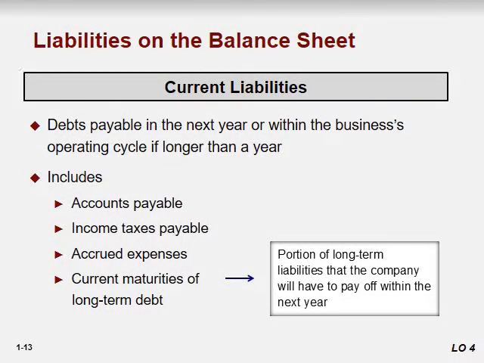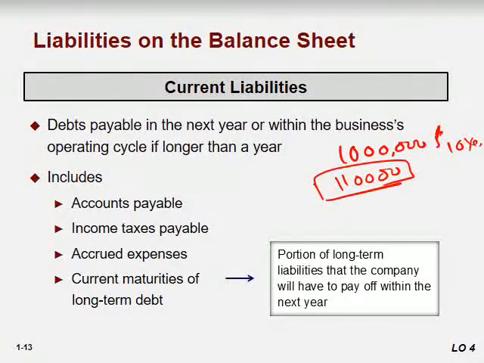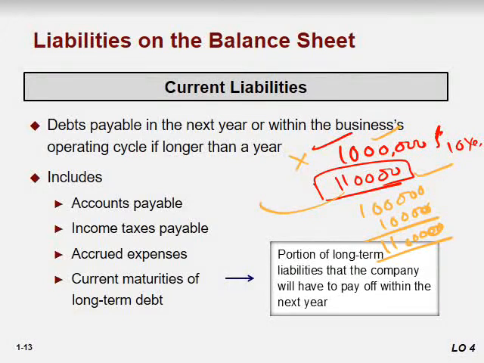The next one, the last one, is current maturities of long-term debt. So you took a loan, for example, $1 million for 10 years. You said that every year you will have to pay 110,000. So this year, would you pay $1 million? The answer is no. We will pay some part of it, which includes 100,000 as the principal and 10,000 as the interest, right? So this part, the current portion of long-term debt, is called a current liability. It is the portion of long-term liabilities that the company will have to pay within the next year.